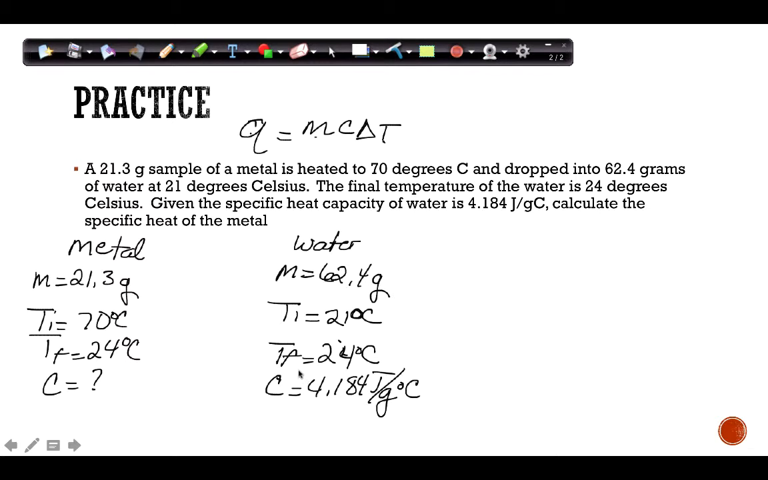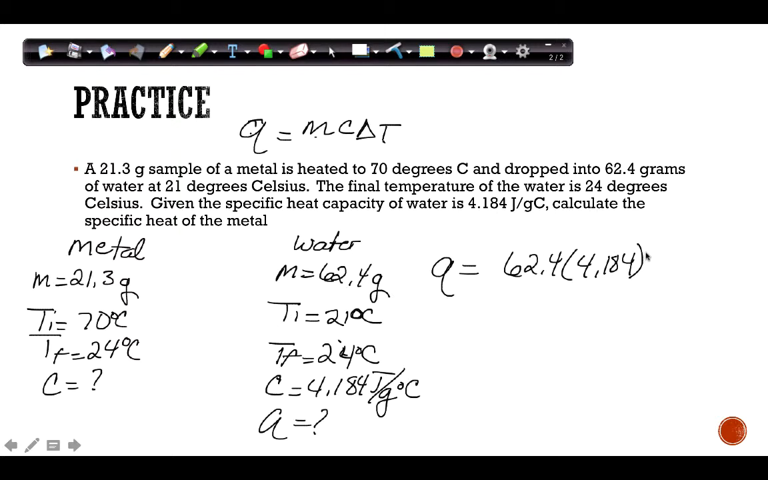Well, do I have enough information to solve for the q of the water? Well, I have mass, I have delta T, I have c. I do have enough to solve for q here. So that's what I'm going to do. I'm going to solve for q of the water, and then I'm going to go back and solve for my specific heat.